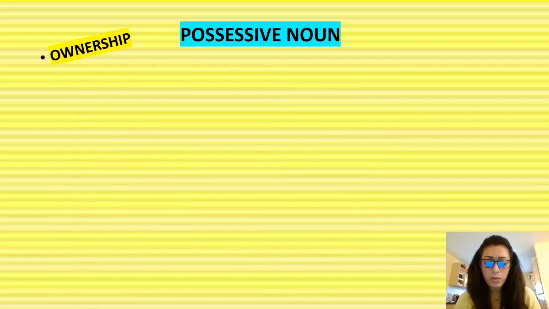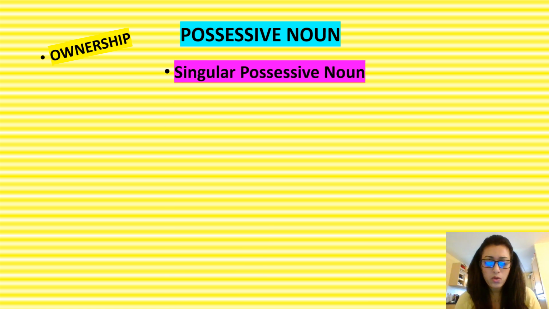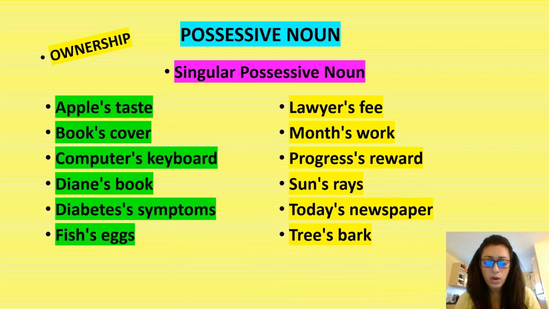Possessive nouns. Moving on to possessive nouns, it demonstrates a person, place, or thing's ownership of something. Now, they typically end in s, but possessive nouns have an apostrophe before the s. The best way to spot them is to look for an apostrophe. To make a singular noun possessive, simply add an apostrophe and an s.